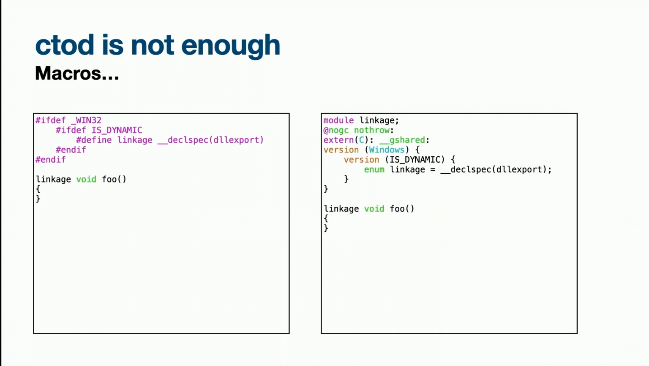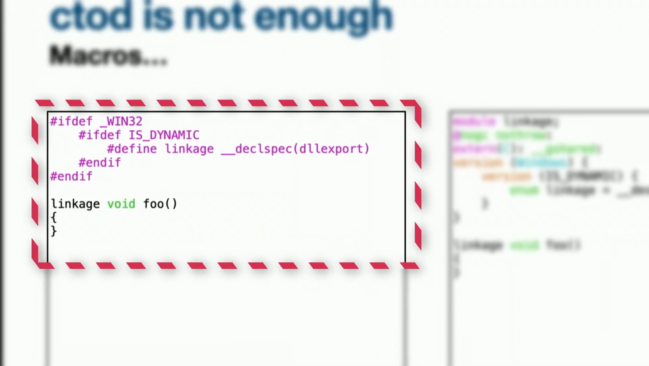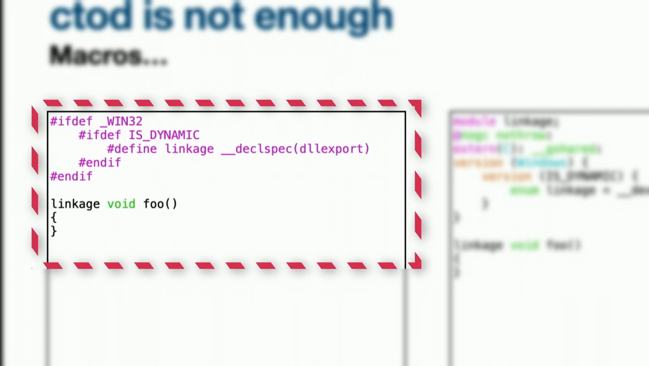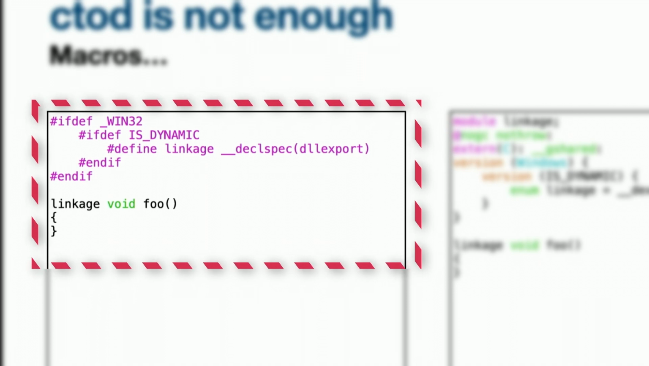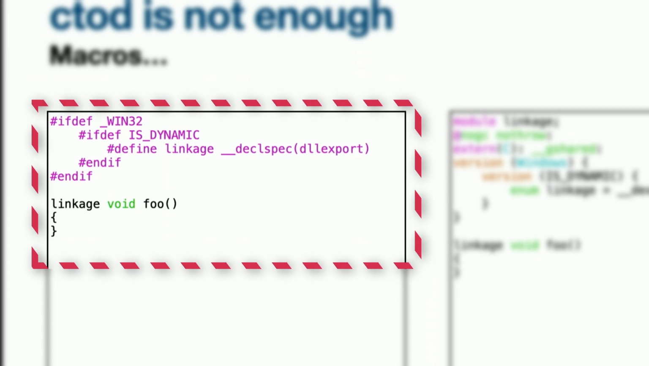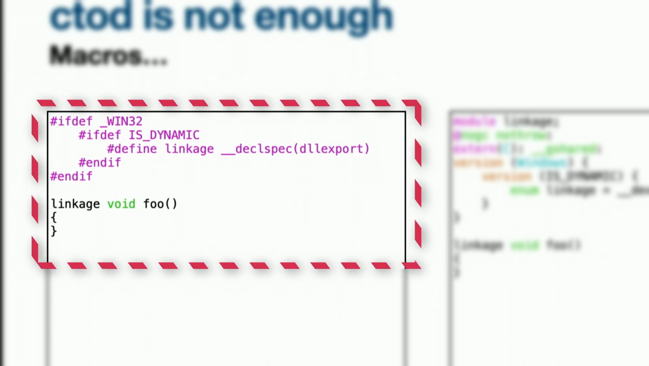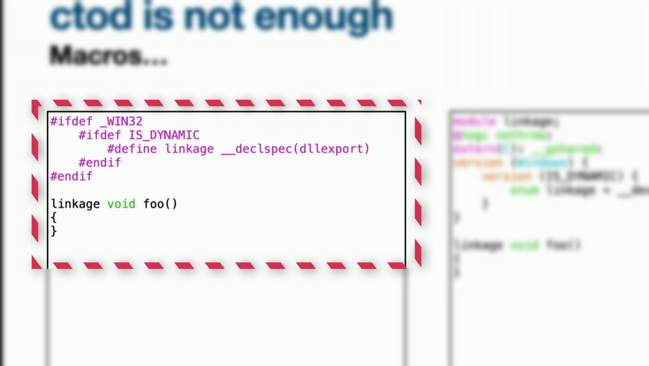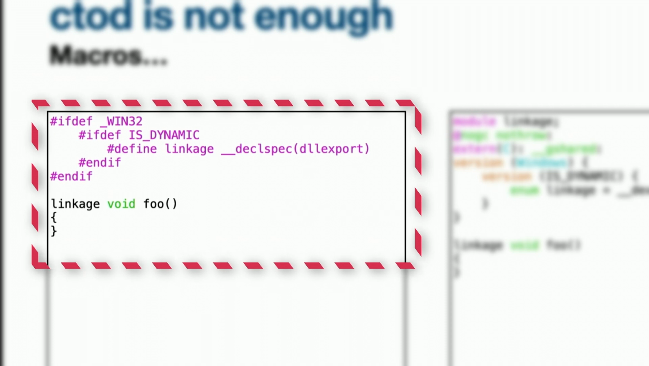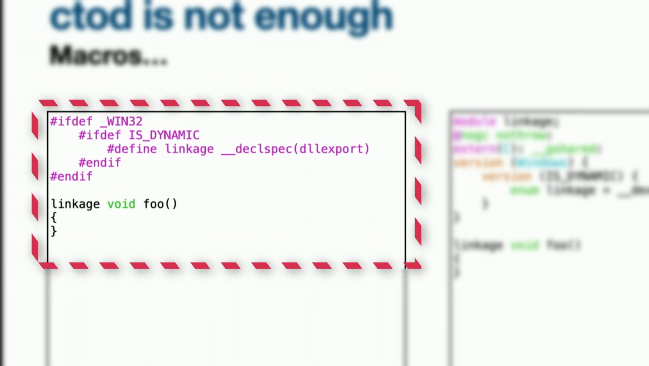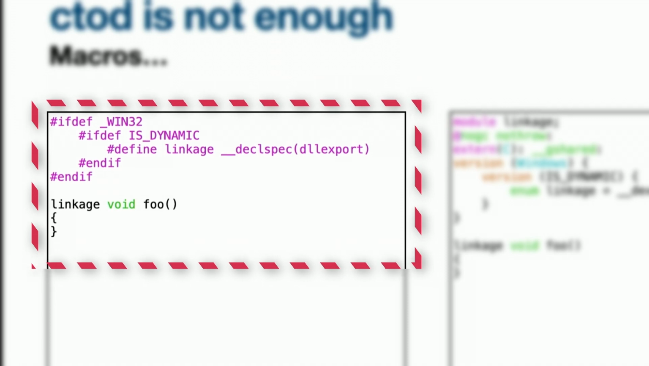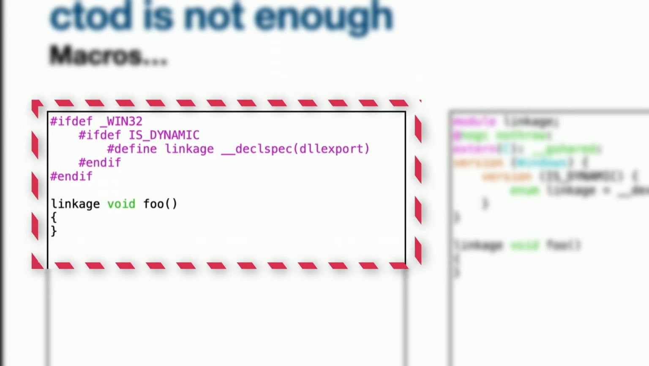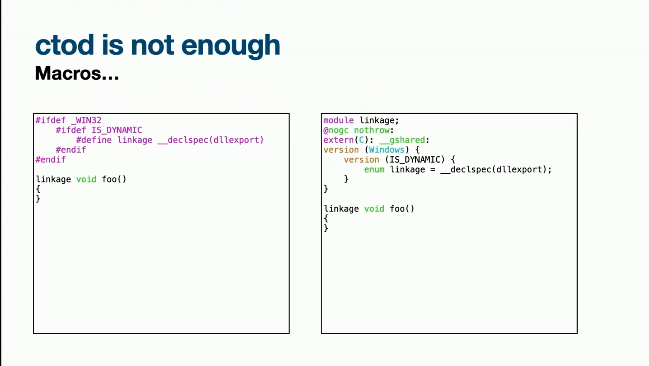Also, ctod is not enough. Thank you, C preprocessor. So you can see something like this inside raylib. This linkage thing is not real code. What it is: on Windows, if the IS_DYNAMIC definition is defined, then we're going to define linkage as declspec, whatever that is, the MSVC thing for exporting DLL symbols. Otherwise, I forgot to include it in here, there should be an else, define it as nothing. And so it either gets replaced with a blank or that.